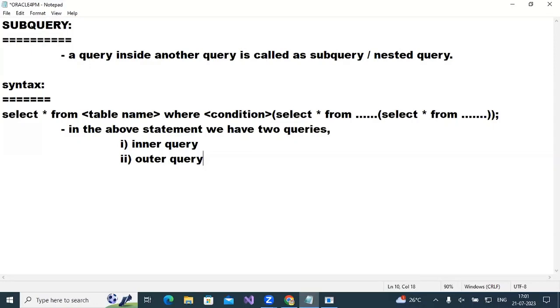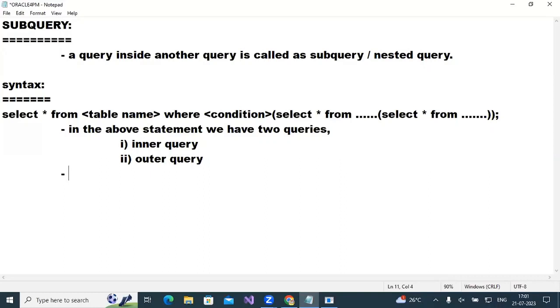So when your query statement has two types of query, inner and outer, the question will come: which query executes first, inner or outer? There is confusion. Some say inner query executes, later outer query executes. Others say outer query executes, later inner query executes. Both mechanisms are right.